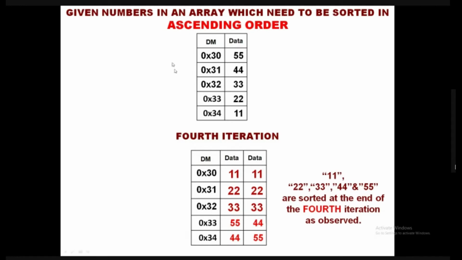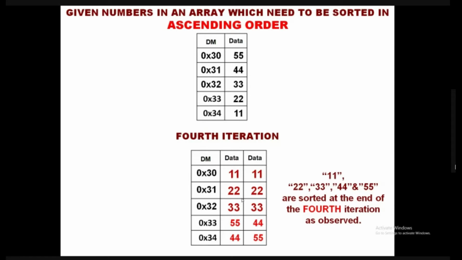So the given numbers, as you see at the top, in the data memory locations 30 to 34 are 55, 44, 33, 22, 11. And at the end of the fourth iteration, the given numbers were sorted in ascending order as 11, 22, 33, 44, 55. Fantastic, right? So this is how we have to sort the numbers in ascending order using bubble sorting.